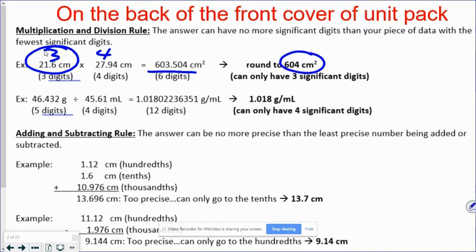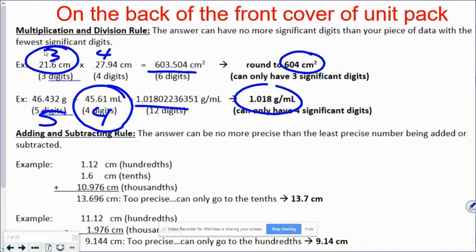The division rule is the exact same way. We have 5 digits here. We have 4 digits here. We get a calculator answer that goes forever. How many digits should we have in our answer? We can only have 4 digits in our answer, and that's where we get a 4-digit answer.